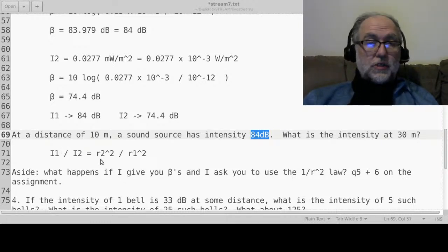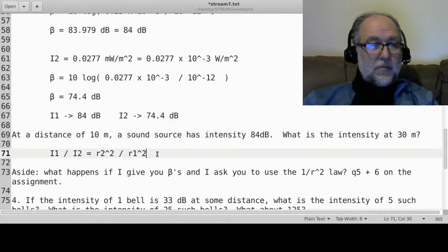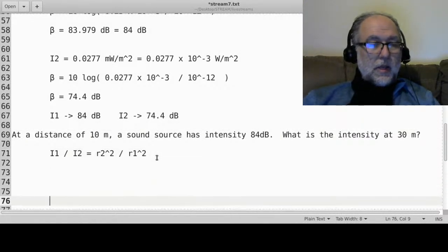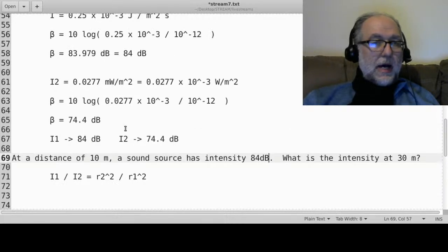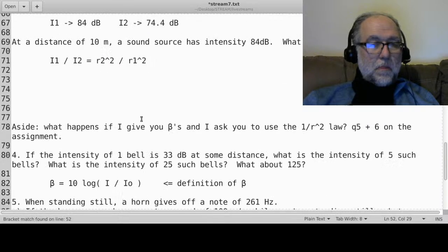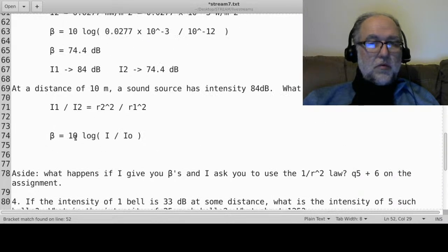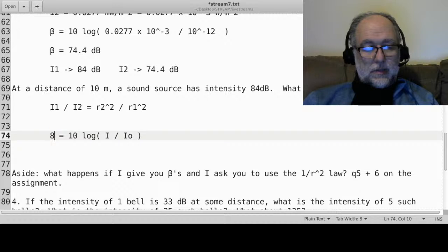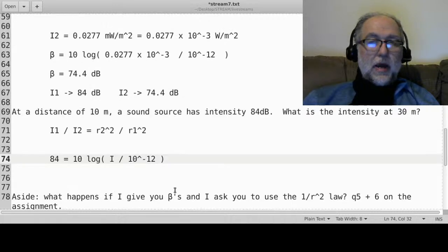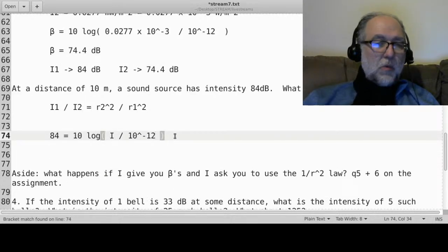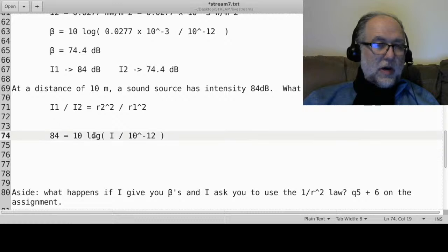Well, there are 2 approaches. The first approach, I won't actually go through in detail. If I give you beta, you would just go to this formula here and say, okay, I gave you beta. Beta is 84. And you know that I naught is 10 to the minus 12. Okay, and then what? Well, now you solve for I. I guess I will go through it in detail because some people might not know how to deal with the log. Okay, so you need to get I.